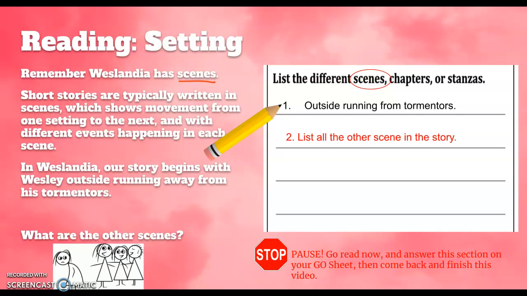So on your Go sheet, you're going to find a section that looks like this. It says list the different scenes, chapters, or stanzas. Since we're reading a story, you're going to go ahead and circle scenes. And you guys are going to go ahead, you can copy this one I have here. It starts with him outside running from his tormentors, but I want you, with your own pencil, to list other scenes that happen in the story. Again, right now, go ahead and pause the video, go back to this section of your Go sheet, finish it up, and come on back.